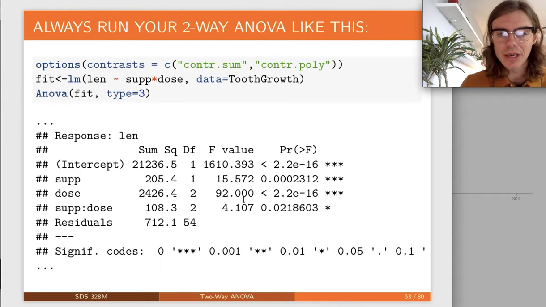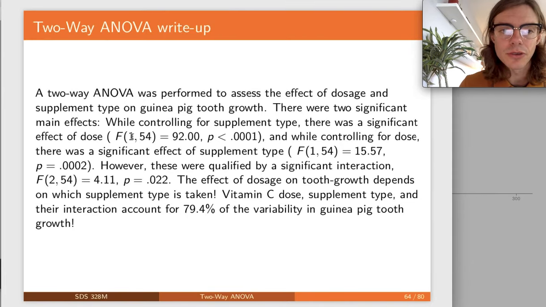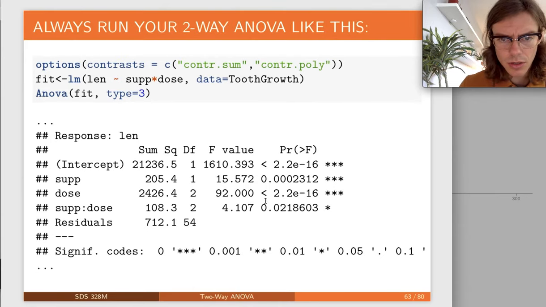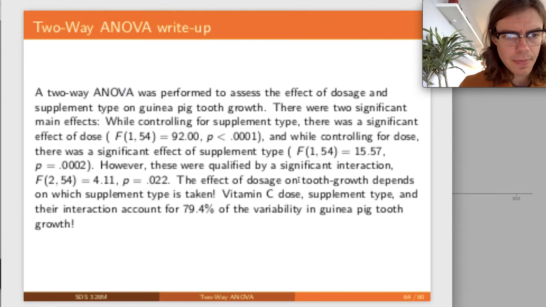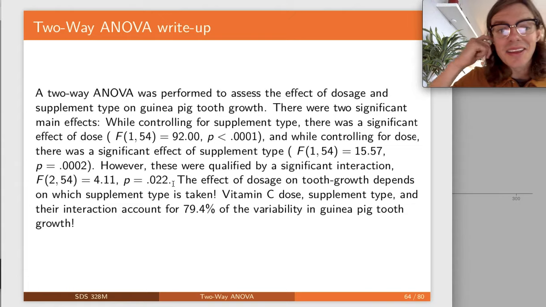You can see right here, the degrees of freedom numerator are 2, right? So it should be 2, 54. This one should be 1, 54 since there are just 2 supplement types. There's that test, and the p-value is 0.0002, right? And then here's the cool thing, right?